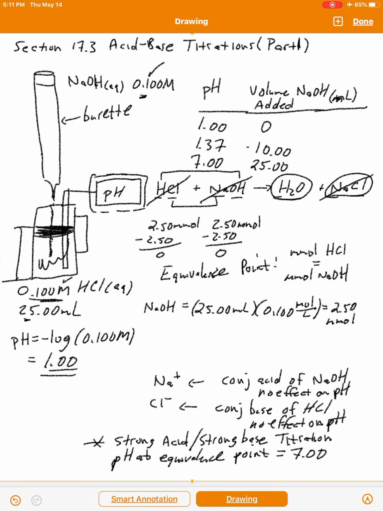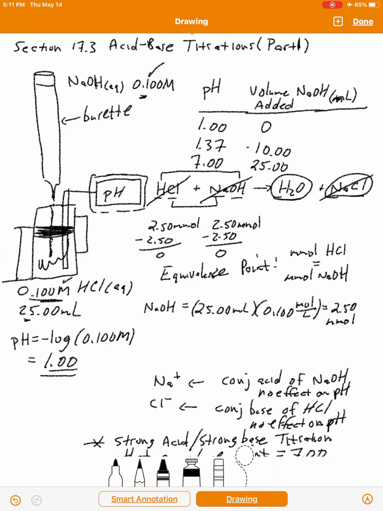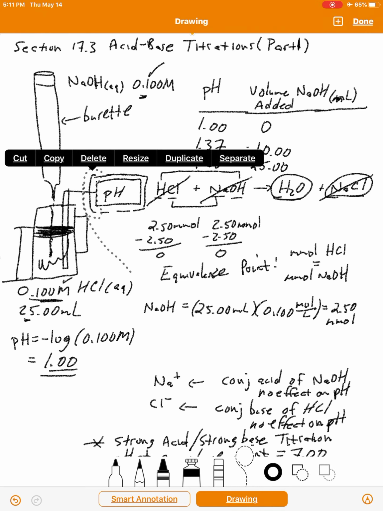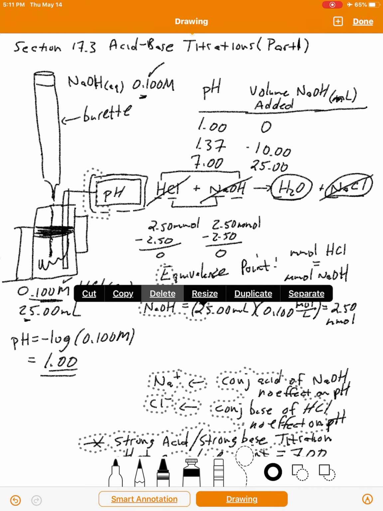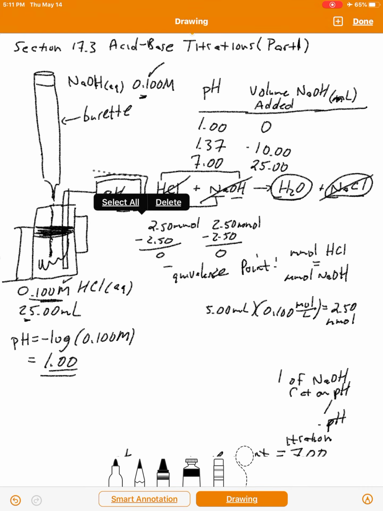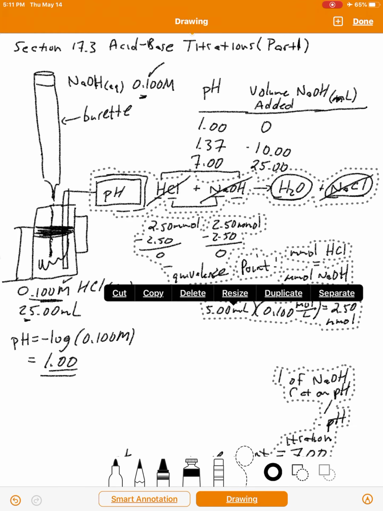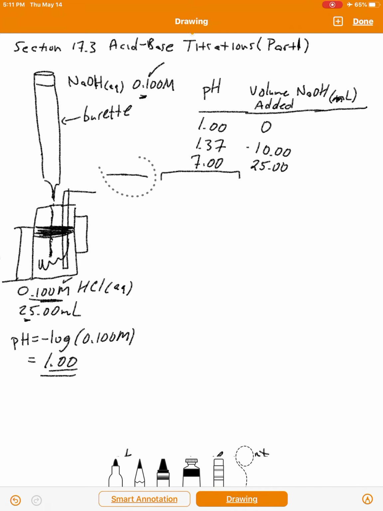Remember, the equivalence point is when the number of millimoles of each reactant are equal to each other. For this particular titration, that occurs when the volume of sodium hydroxide is 7. I'm sorry, when the volume of sodium hydroxide is 25. Okay? So I'm going to try not to erase that table that we worked so hard to get. I'm going to show you one more value.